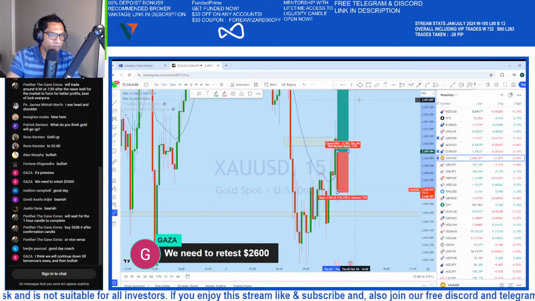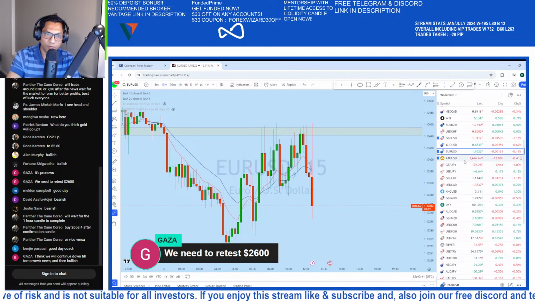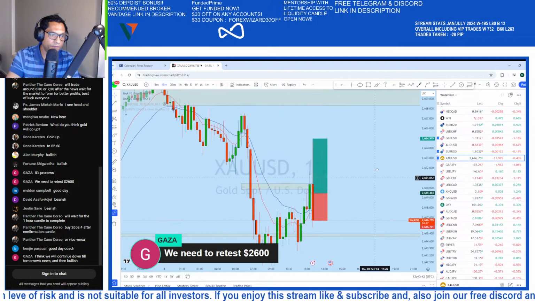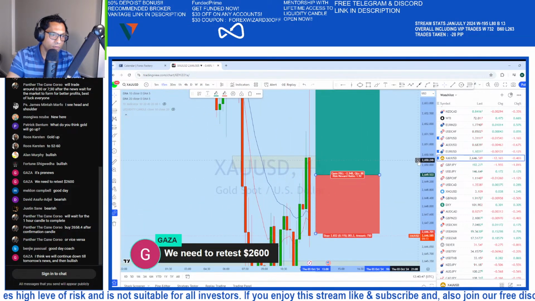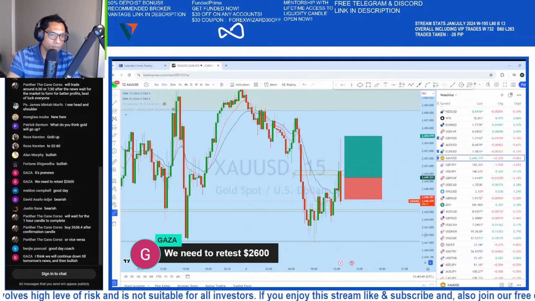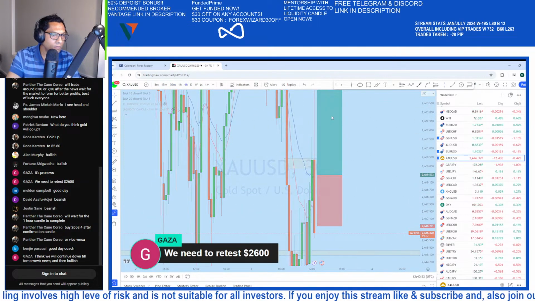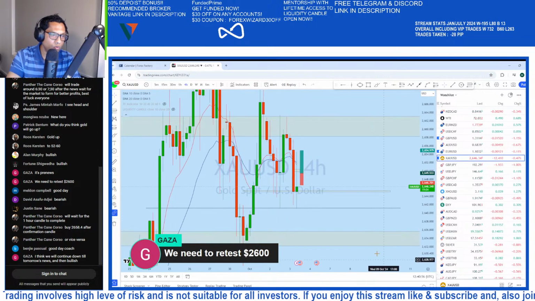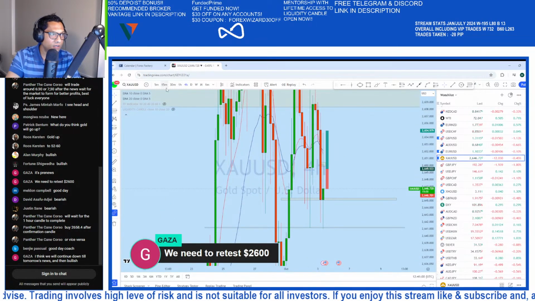Probably we need to wait for further opportunity. The market just reverted from the top. Have to wait for further entry. I think it just got a rejection.